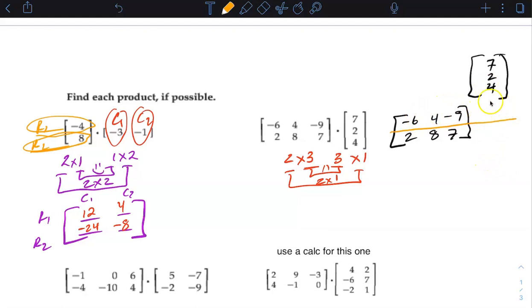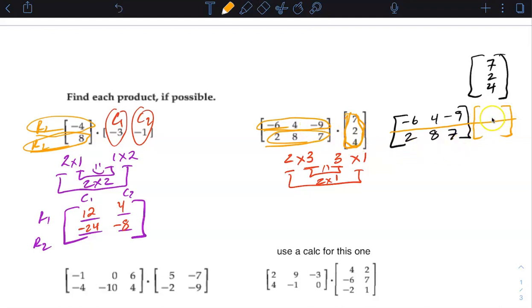So for the value right here, this is like a little matrix, if you could see it. For the top one, you get negative 6 times 7 plus 4 times 2 plus negative 9 times 4. It's the same concept as this. It just separates it the way you can see it. The same thing down here: to fill out this one would be 2 times 7, 8 times 2, 7 times 4. Like I showed here, it would be row 1 times column 1, row 2 times column 1. It's the same idea, it just separates it from the very start.